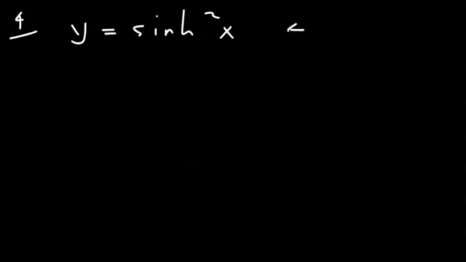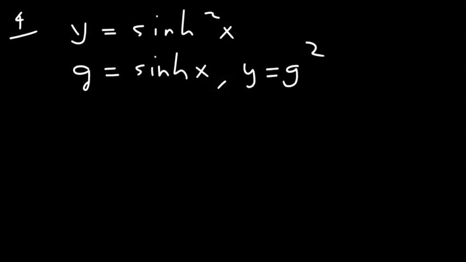Let's look at the following function. Now you have a power. The power is 2. So we can use the differentiating function of a function technique. We can take g to be hyperbolic sine of x. So your y is just g squared.